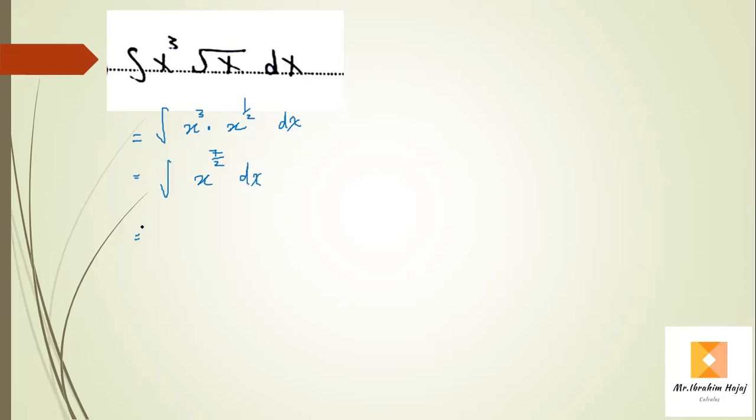We just added the exponents, guys: 3 plus half, so it's going to be 7/2. Then x to the power of 9/2. Why 9/2? Because we added 1 to 7/2, it becomes 9/2, divided by 9/2, which is now 2 over 9. So 2 over 9 x to the power of 9/2 plus C. Okay, it's clear now for all. Thank you. Okay, next question.